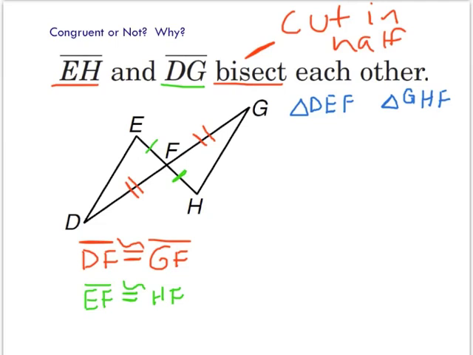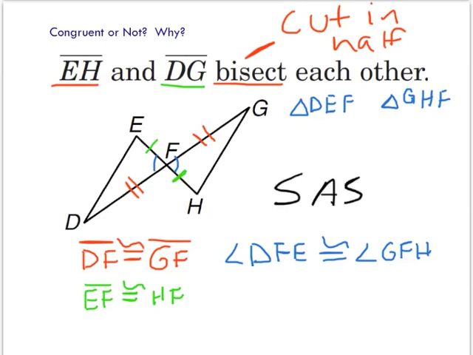And then one last thing, whenever we have lines that intersect, we create these vertical angles. So I could talk about angle DFE and angle HFG. Vertical angles are always congruent, and so that means that those two angles are congruent. So we have two pairs of sides, the reds, the greens, and a pair of angles. So it's possible that we can use side, angle, side.